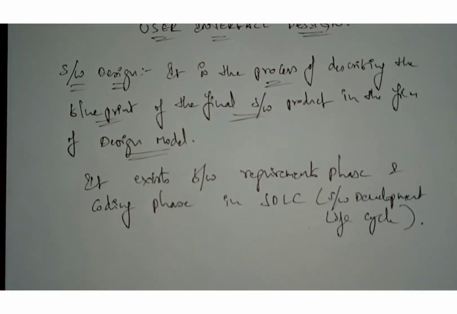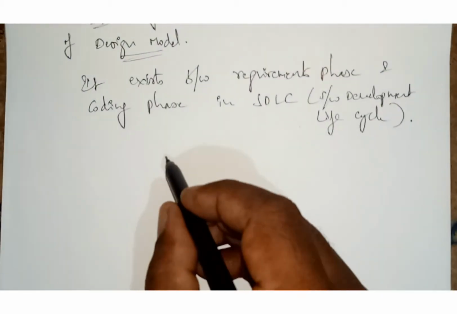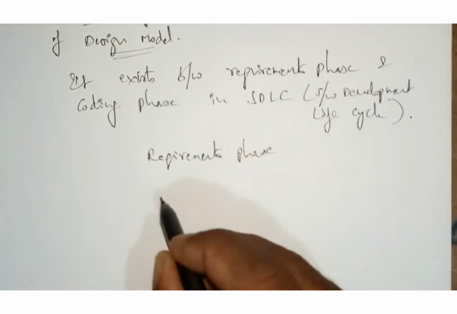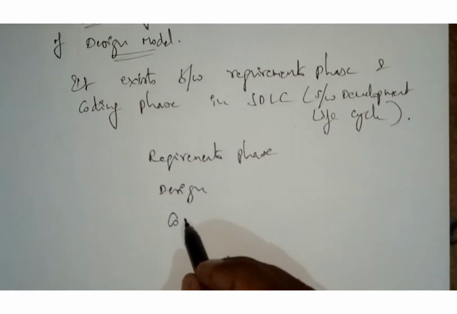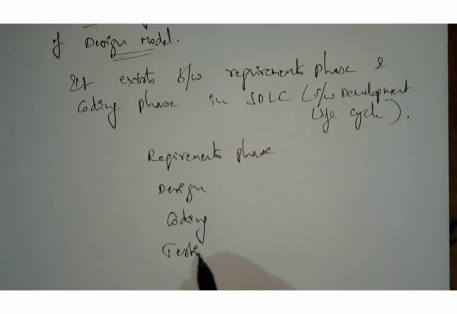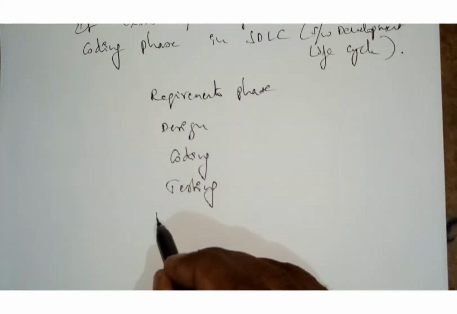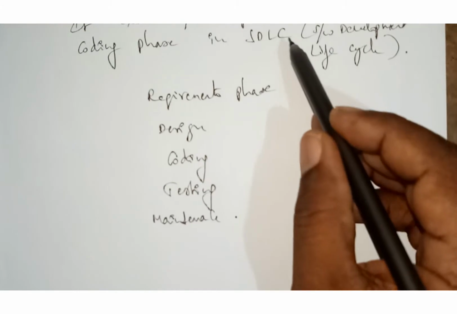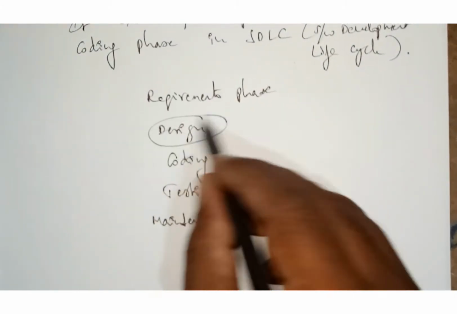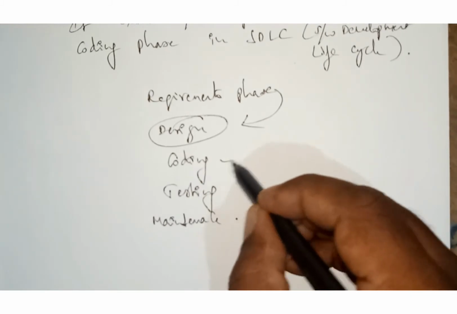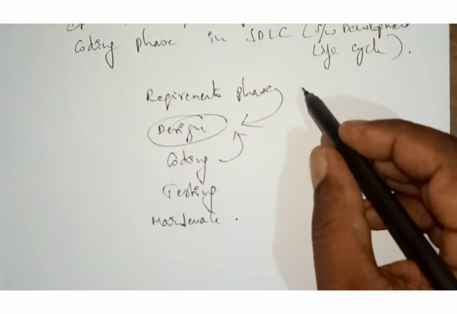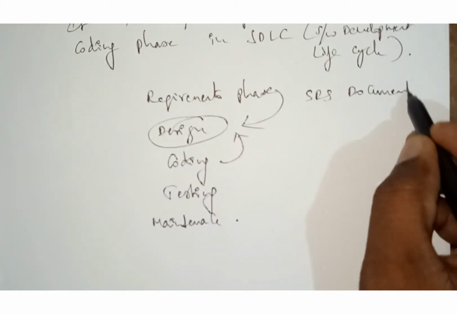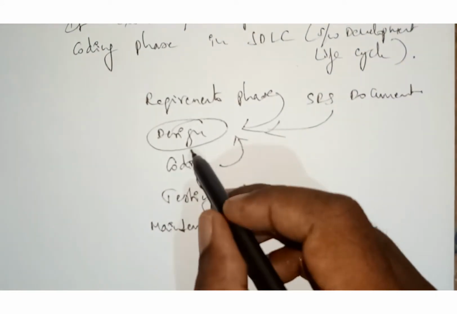As you know, we have different phases in the software development life cycle: the requirements phase, design, coding, testing, and maintenance. These are the different phases in the software development life cycle. The design phase comes after the requirements phase and before the coding phase. After the requirements phase, an SRS document is prepared. Basing on that, the design procedure will be started.